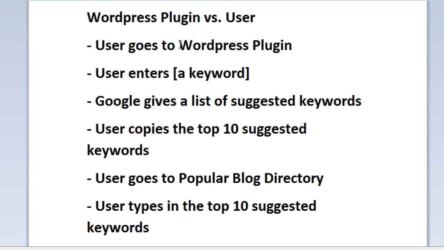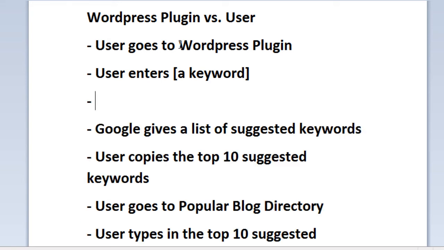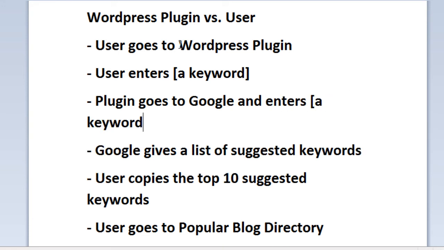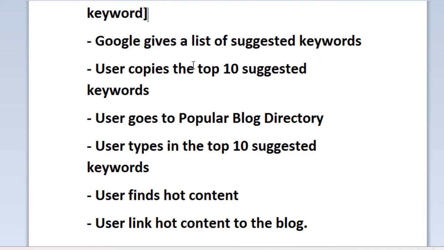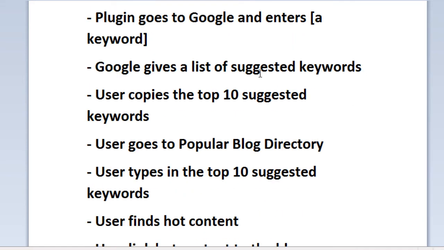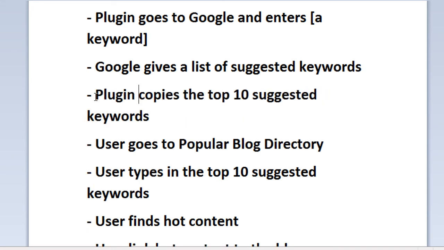All right. Now, obviously, they're still going to have to go to Google, right? But the user's not going to go to Google or any outside sites. That's the WordPress plugin's job, right? So the WordPress plugin, we're just going to call it plugin. Plugin goes to Google and then enters that keyword that the user just typed in. Now, Google gives a list of those suggested keywords, and then the plugin copies those top 10 suggested keywords.